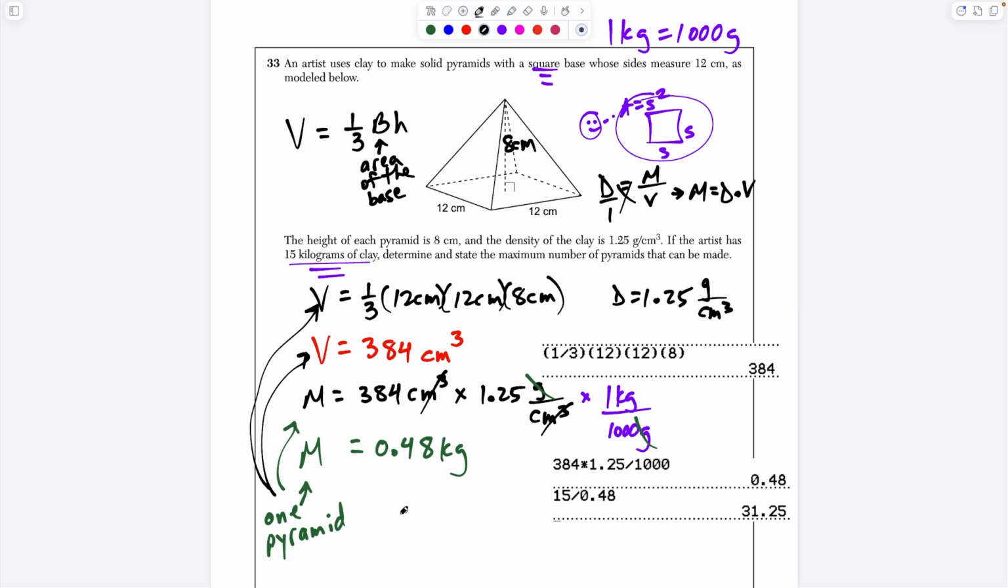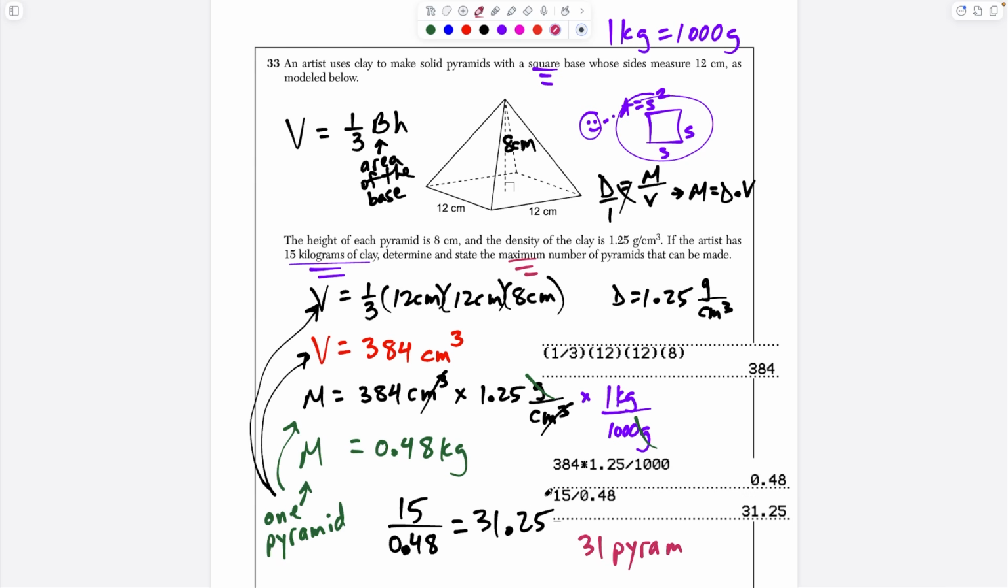We could take 15 kilograms and divide it by 0.48 kilograms. Okay, so this I divide because once again, there's 15 kilograms of clay for the artist to work with, but each pyramid requires 0.48 kilograms. So that's why we divide like this, and we get 31.25. And they're asking us to state the maximum number of pyramids that can be made. So even if this wound up as 31.8, we would still have to say 31 pyramids because we would have to have 32 here to make it to the 32nd pyramid.